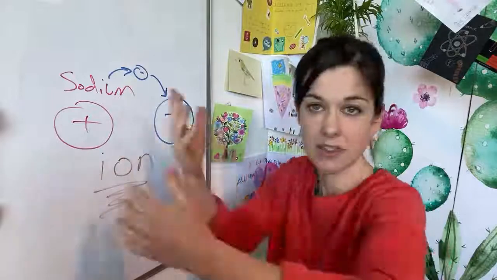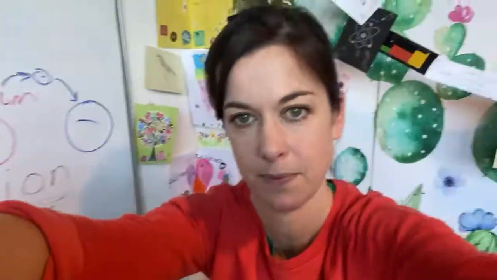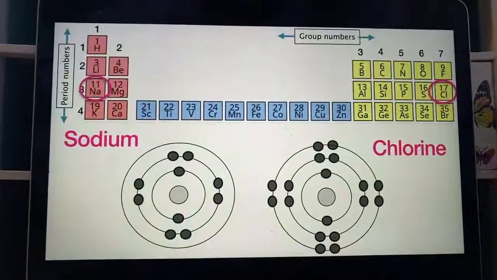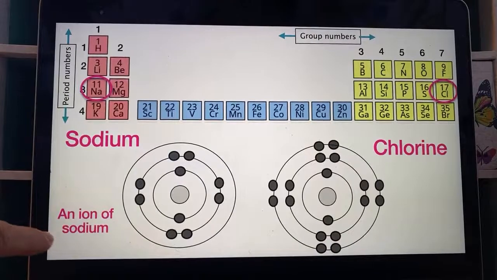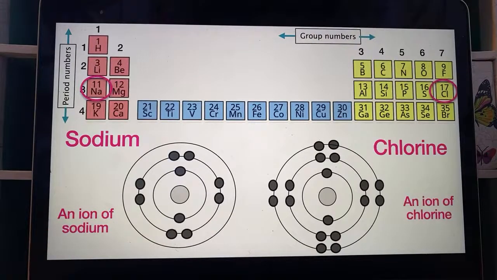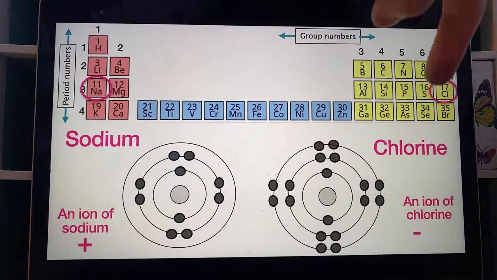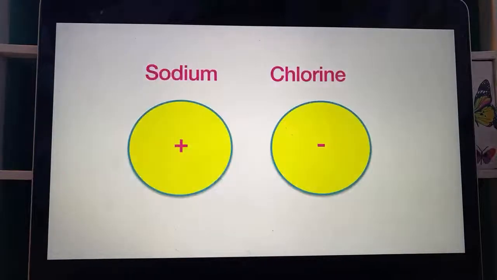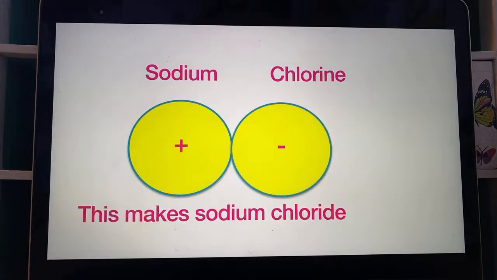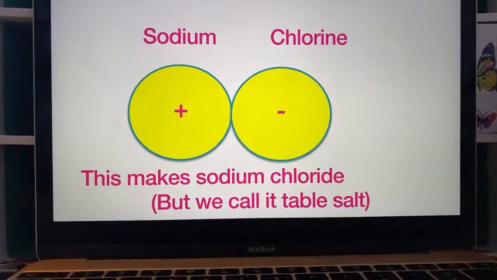It's either lost an electron or it's gained an electron. Again, with the writing on the board, just to clarify. This is an ion of sodium, and this is now an ion of chlorine, and the sodium is positive, and the chlorine is negative. And what do you think happens when you get a positive particle and a negative particle next to each other? Yeah, that's right. They react together. They bond together. Opposites attract, which makes sodium chloride, which is what we call salt.